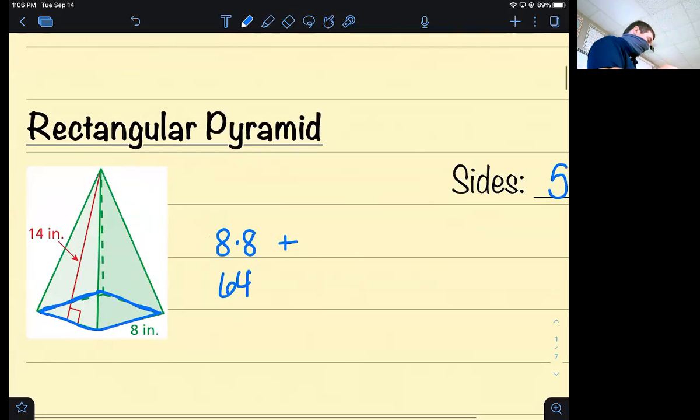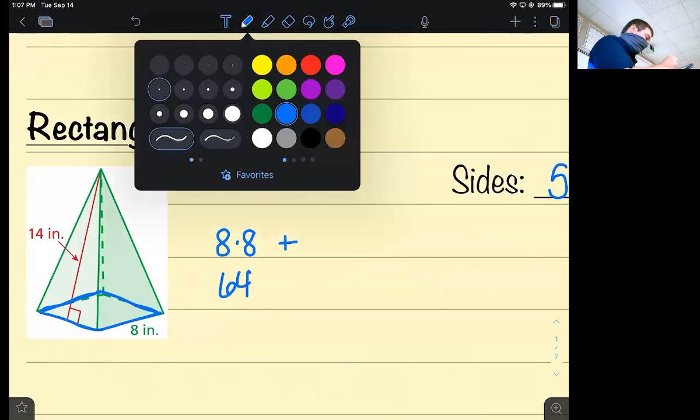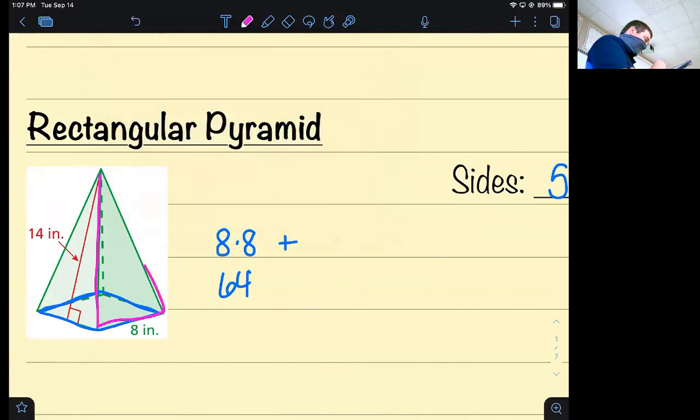Plus, I have lateral triangles. Now, the height of each of these lateral triangles is going to be 14. So they all have the same height. Additionally, they all have the same base because this is a square base. So it's 8 inches on this side and 8 inches on that side. I know it says rectangle, but a square is a rectangle, though not the other way around. On this rectangular pyramid, because I have a square base, all 4 of my triangles are going to have the same area. So I can put a 4 and then parentheses.